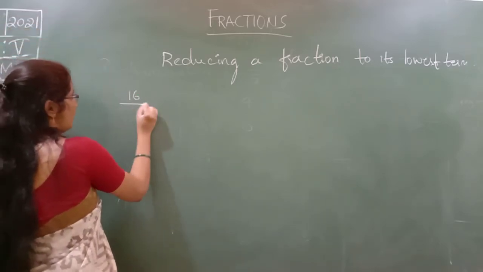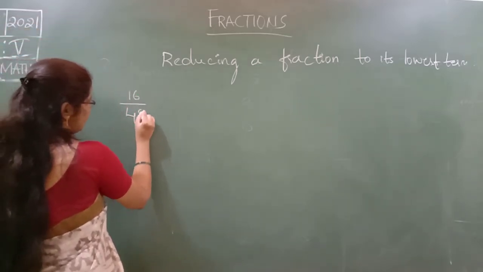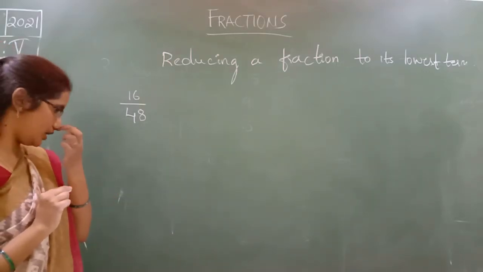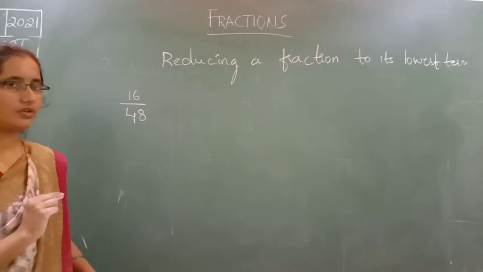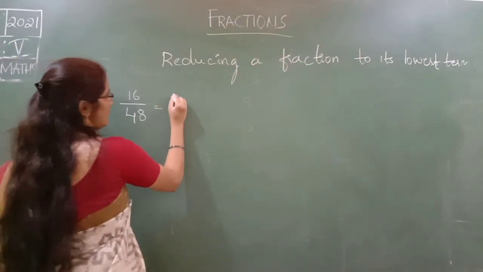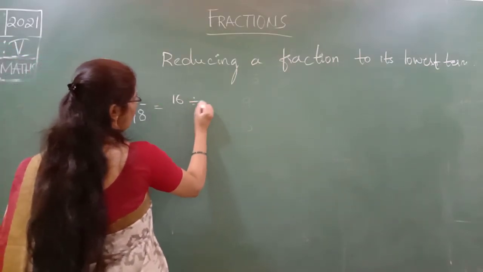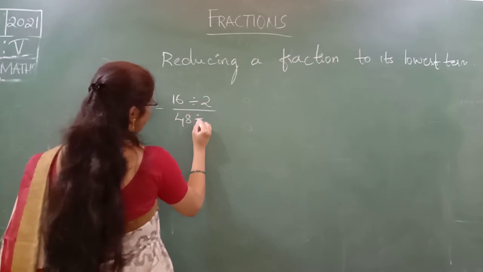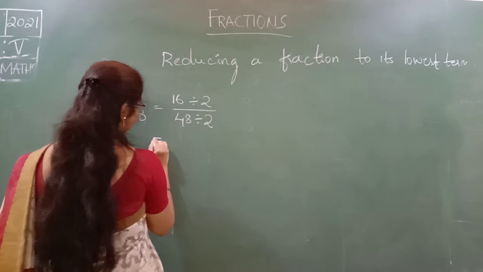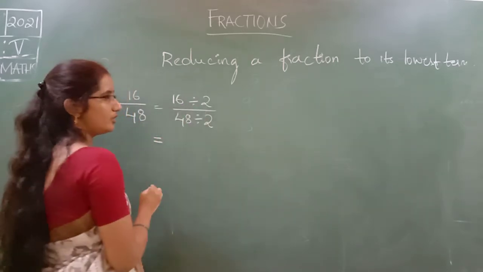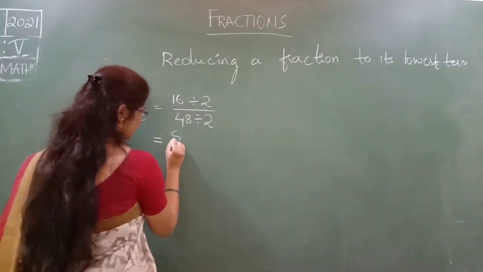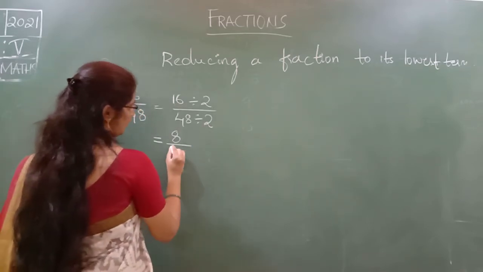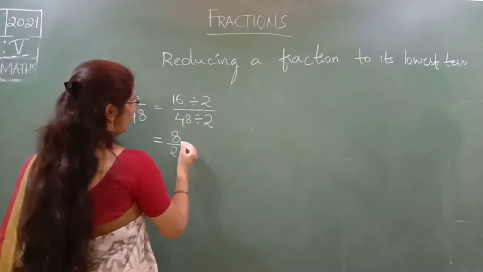16 by 48. What is the common factor of 16 and 48? We will take 2. 16 divided by 2 is 8. 48 divided by 2 is 24.